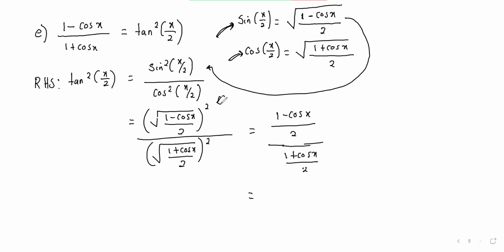So now we can write this as 1 minus cos x over 2 times 2 over 1 plus cos x, which turns out to be 1 minus cos x over 1 plus cos x. The twos have cancelled. Okay. So you do all the remaining identities.